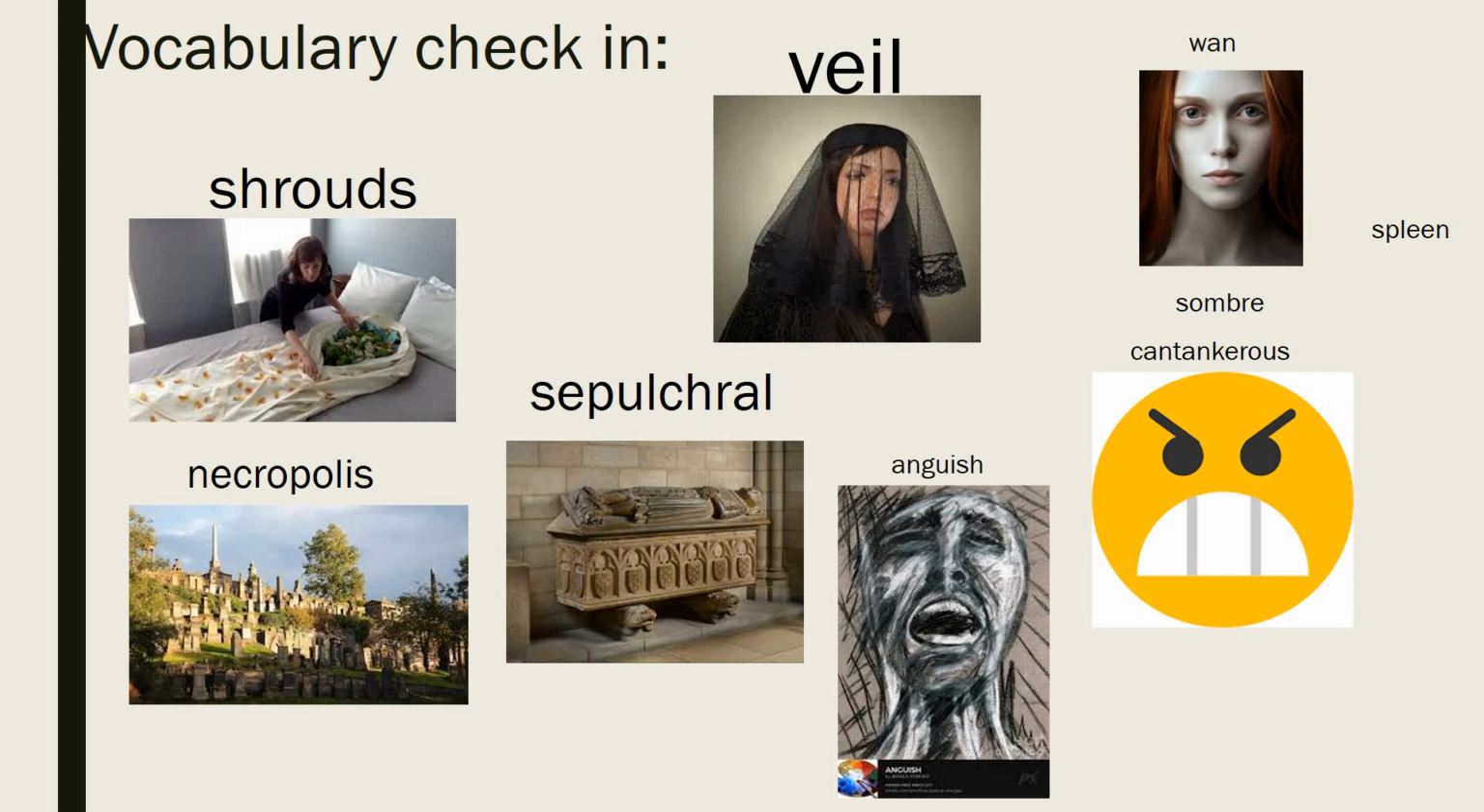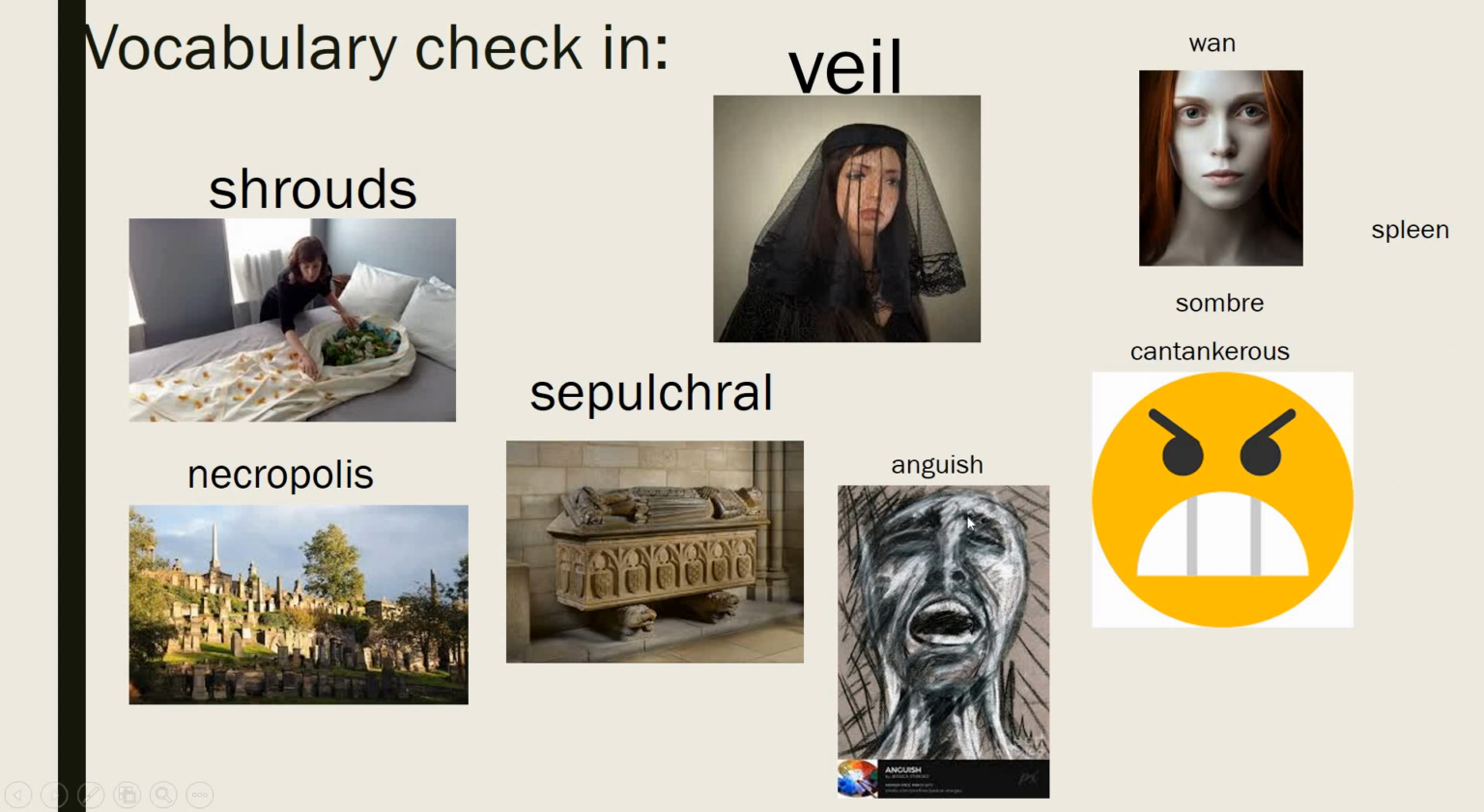If you are described as being cantankerous, it means you are angry and you're cross. So cantankerous is a feeling, sombre is a feeling, wan is a description for a complexion. Veil, that's the noun of that object there. Shrouds, there's your noun of that object there.